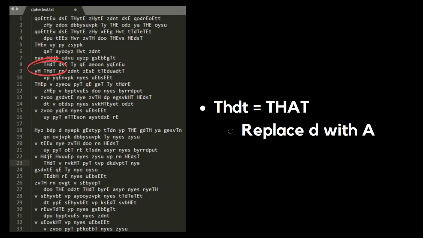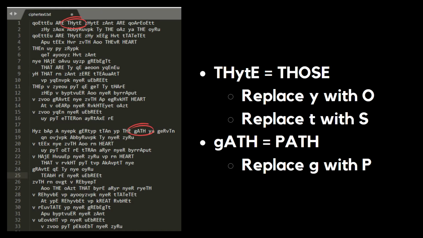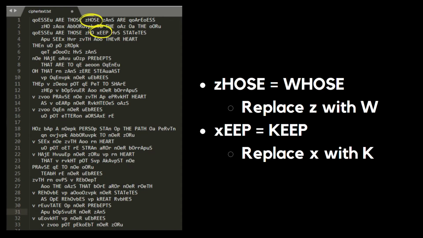TH DT is that, replacing D with A. ASE is R, replace S with E. So type became dose, replace Y with O, replace T with S. Gath is path, replace G with P. Zos is whose, replace Z with W.